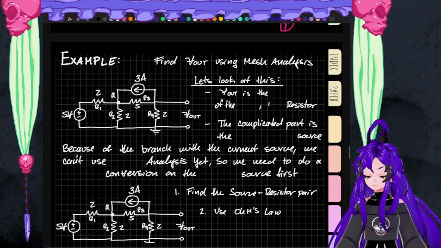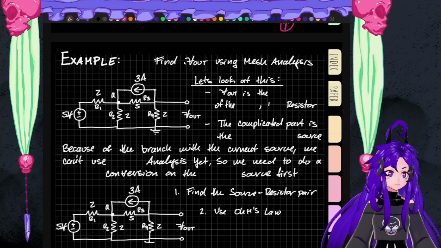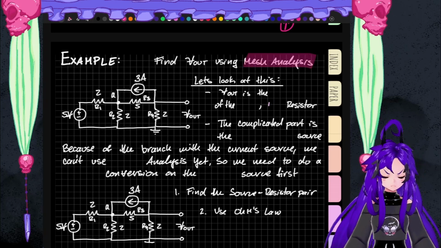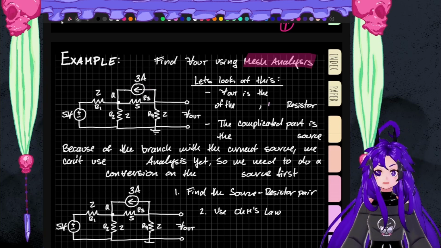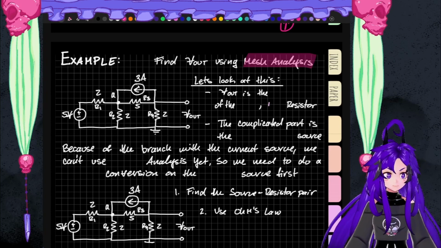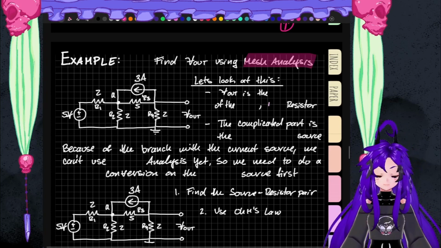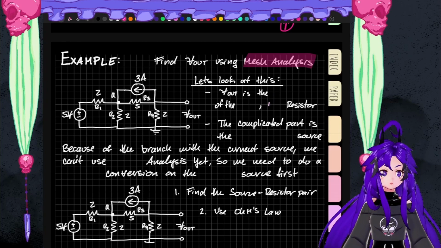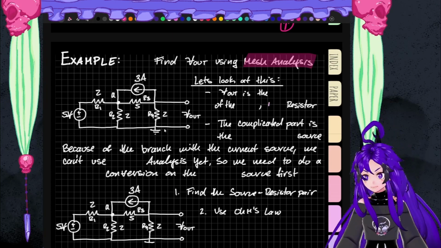So, here's an example. We're going to find V out using mesh analysis. That thing that I just said we couldn't use if there's a current source on a branch. Cool. So we need to convert this resistor, this source, right? So first of all, let's just look at the whole circuit. Let's see what's going on and make some plans.